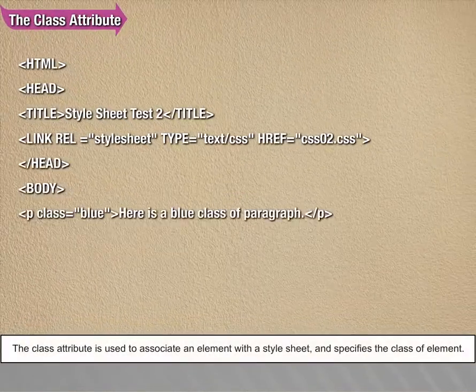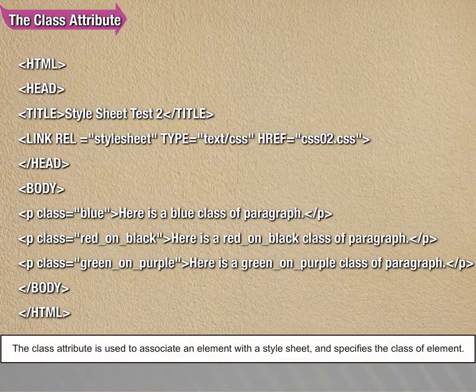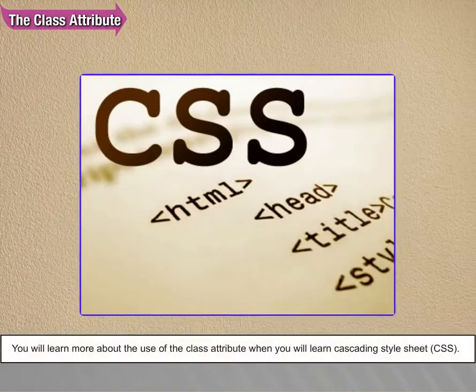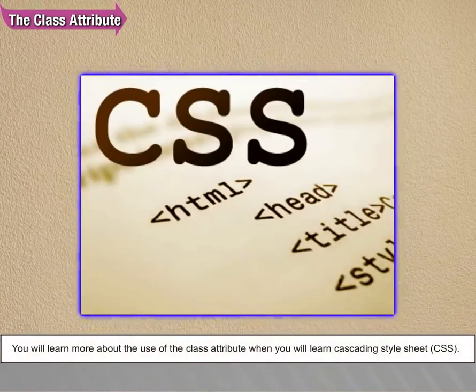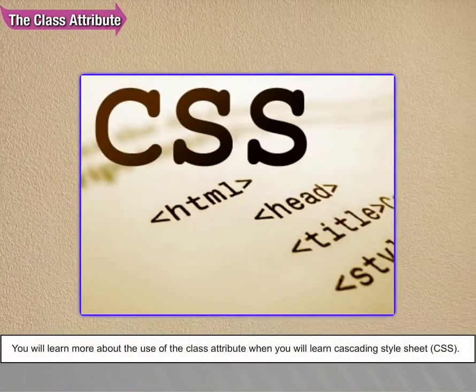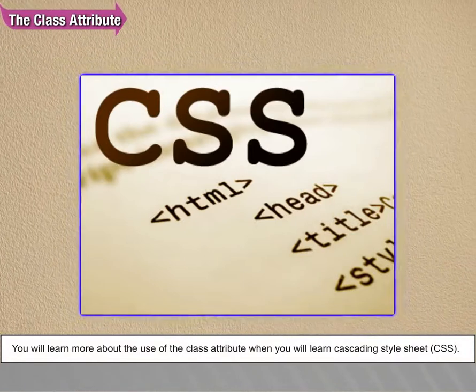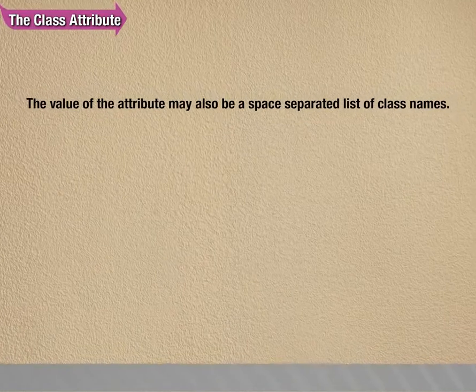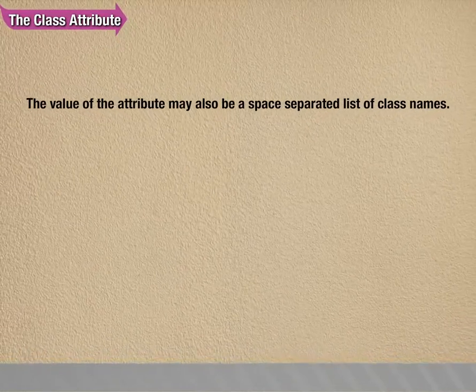The class attribute. The class attribute is used to associate an element with a style sheet and specifies the class of element. You will learn more about the use of the class attribute when you will learn Cascading Style Sheet (CSS). The value of the attribute may also be a space-separated list of class names.